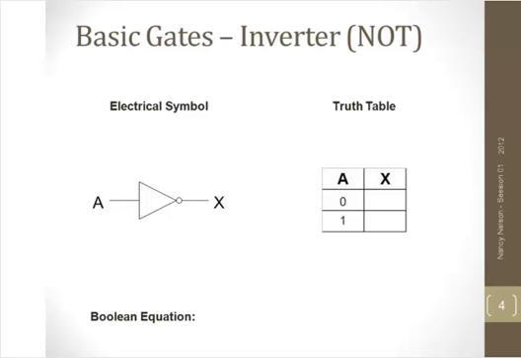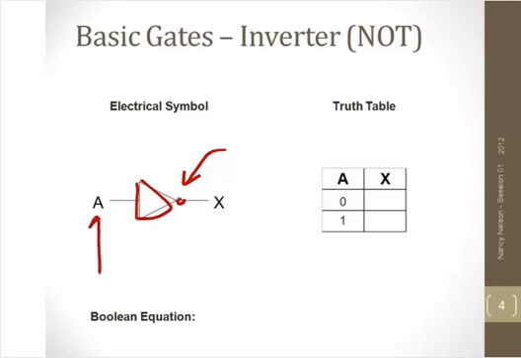The first of the basic gates is an inverter, or a NOT gate. As its name implies, the output from this gate is the opposite or inverse of its input. That means if the input is high, the output will be low. If the input's low, the output will be high. The electrical symbol for the inverter is a triangle with a bubble on the tip. We're going to see that bubble a lot. It means an inversion, so we're going to see it as we use other gates as well.